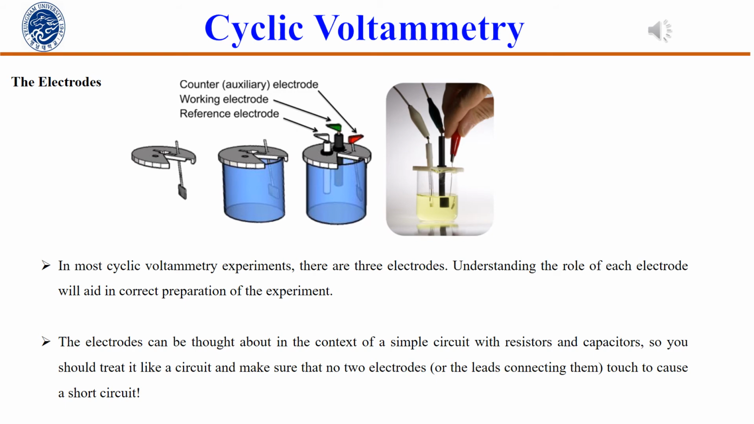Understanding the role of each electrode is very important in correct preparation of the experiment. The electrodes can be thought about in the context of a simple circuit with resistors and capacitors. So we should treat it like a circuit and make sure that no two electrodes touch each other. If they touch each other, it will lead to a short circuit. So it is important to place the electrodes in the cell separated from each other by a certain distance.